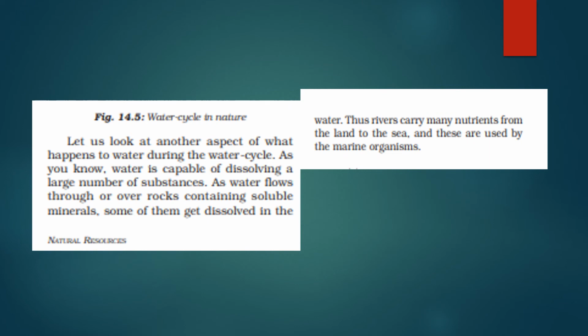Another aspect of what happens to water during the water cycle: as we know, water is capable of dissolving a large number of substances. As water flows through or over rocks containing soluble minerals, some of them get dissolved in the water. Thus, rivers carry many nutrients from the land to the sea, and these are used by marine organisms, the organisms that survive under the sea water, or we can say aquatic organisms. So this way marine organisms get their nutrition.